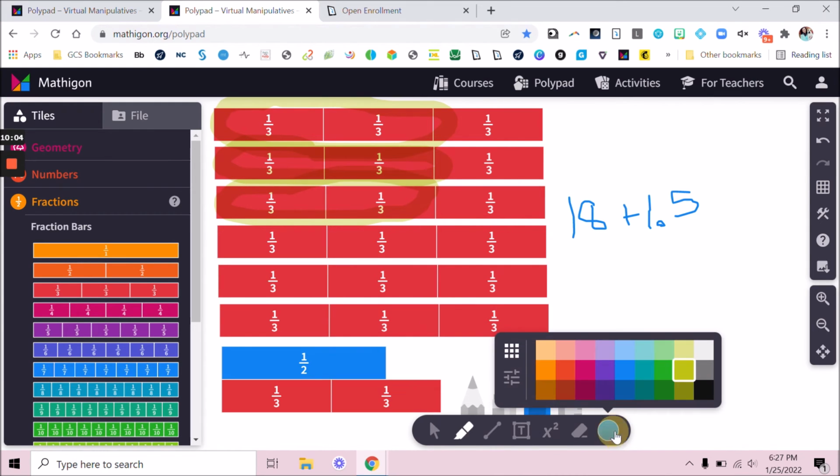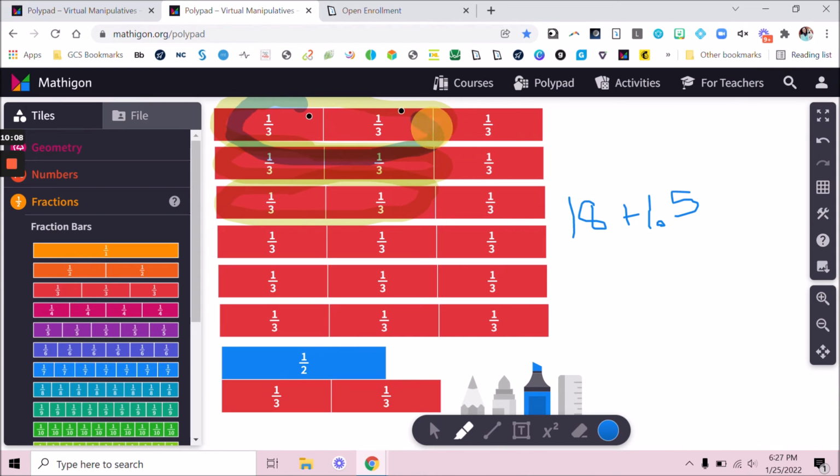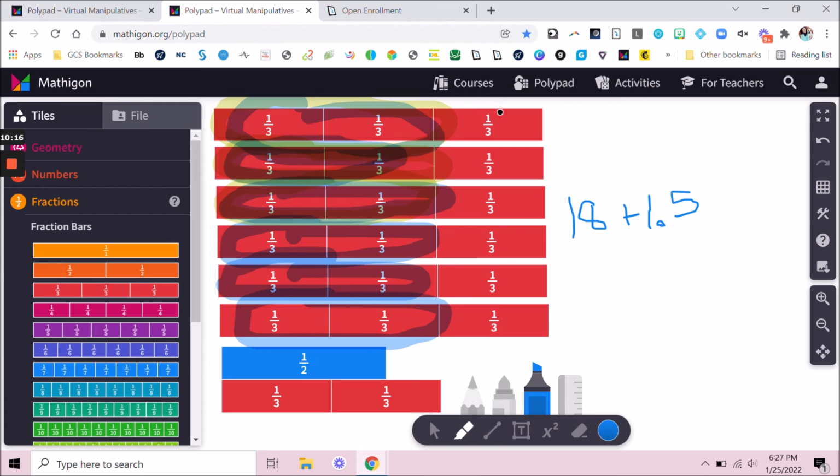That's a terrible color to use. Let's try something else. Let's try this. So 1, 2, 3, 4, 5, 6. And remember, we started to have the randoms over here. 7, 8, 9. And then we had the 3/4 of a piece left. We have to kind of envision what's happening here.